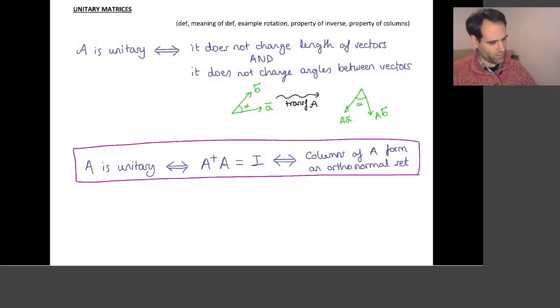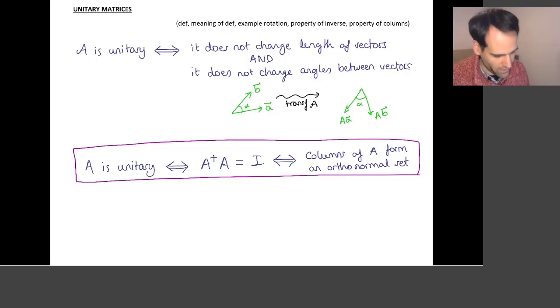So in this video, I will prove the identities that I showed you in the previous video. Let's go ahead. So this rectangle here is what I want to prove, okay? That if A is unitary, then A dagger times A equals the identity matrix. And also the columns of A form an orthonormal set.